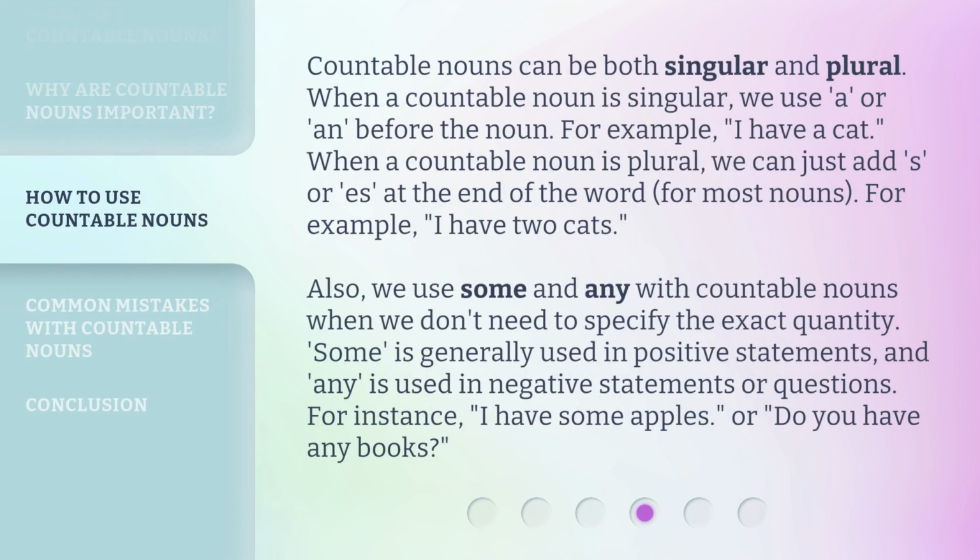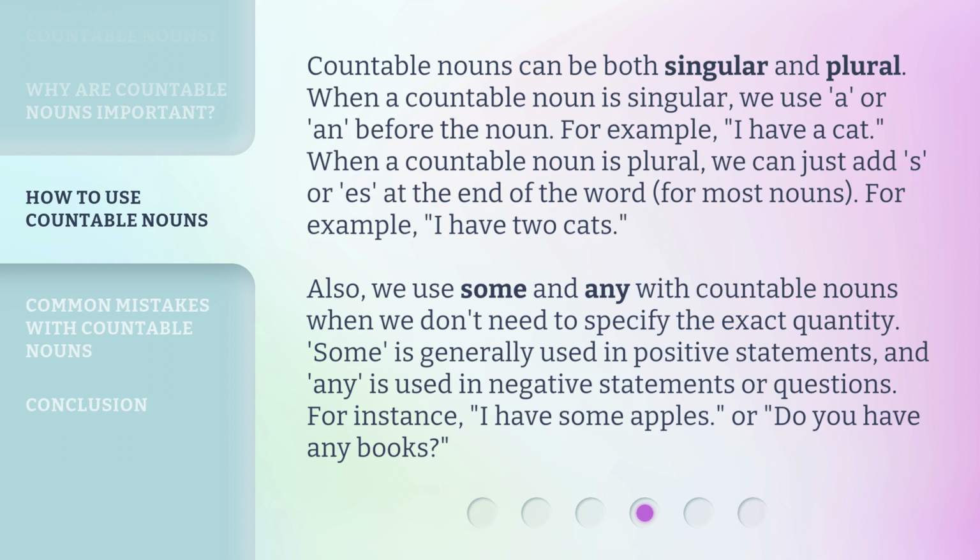Countable nouns can be both singular and plural. When a countable noun is singular, we use a or an before the noun. For example, I have a cat. When a countable noun is plural, we can just add s or es at the end of the word, for most nouns. For example, I have 2 cats.